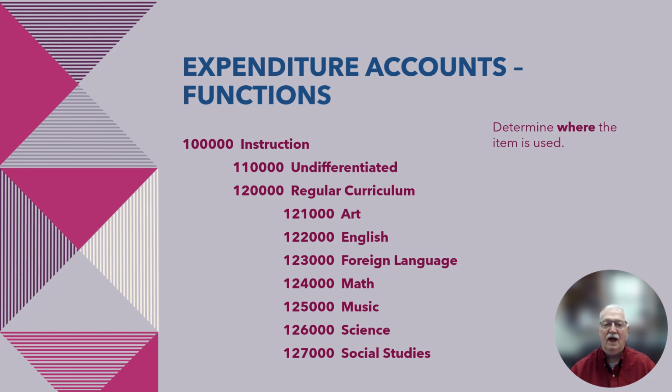The next three slides list function codes. These codes describe where an activity or item is being used. Undifferentiated describes curricular programs at the elementary level that combine different curriculum during the instruction day. Regular curriculum describes specific course activity. An aid to remembering these is that they appear alphabetically in the number sequence.